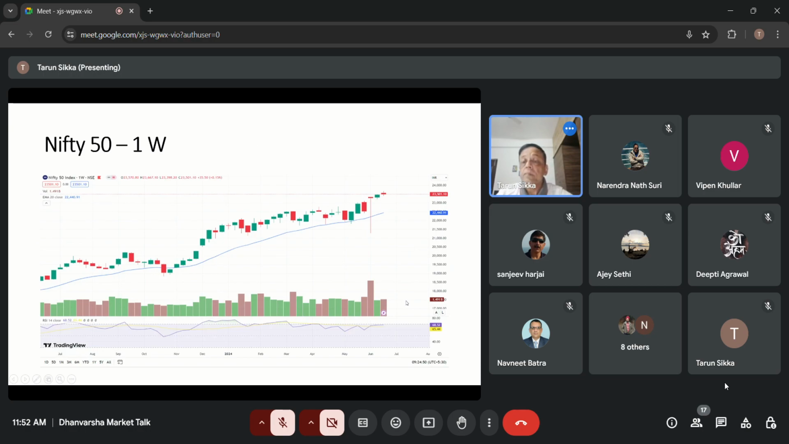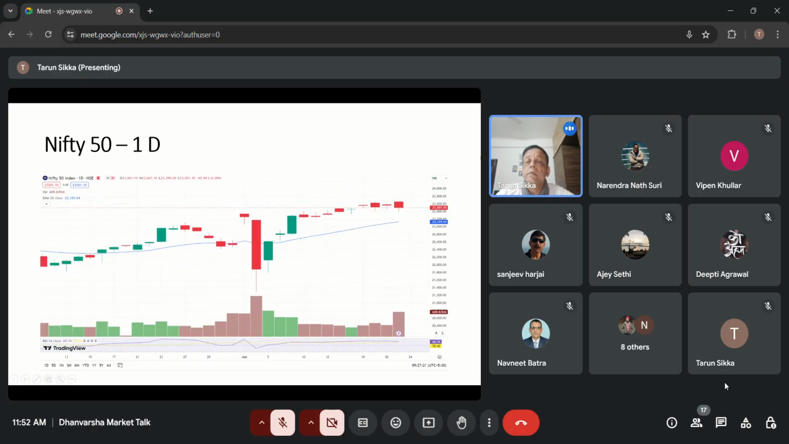Now, coming to Nifty, I'll cover this in slightly more detail. If you see Nifty, it made a fresh high, but then it sold off, while Bank Nifty performed well last week. And if you see the daily chart, every day we have had a higher high, and then it declines and sells off, but it is not selling off in a major way.